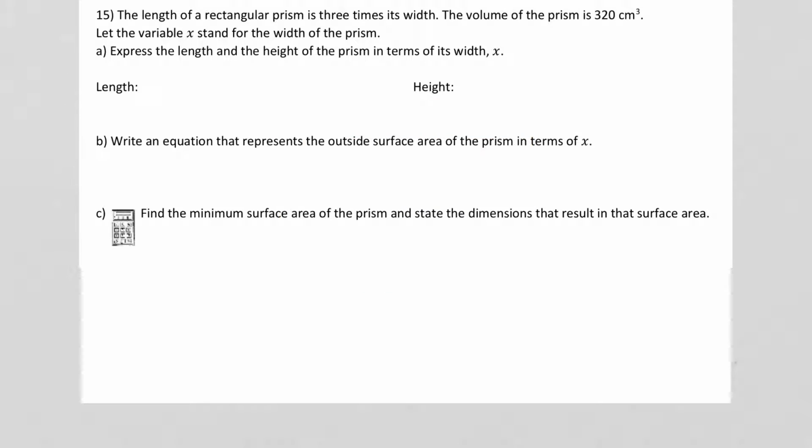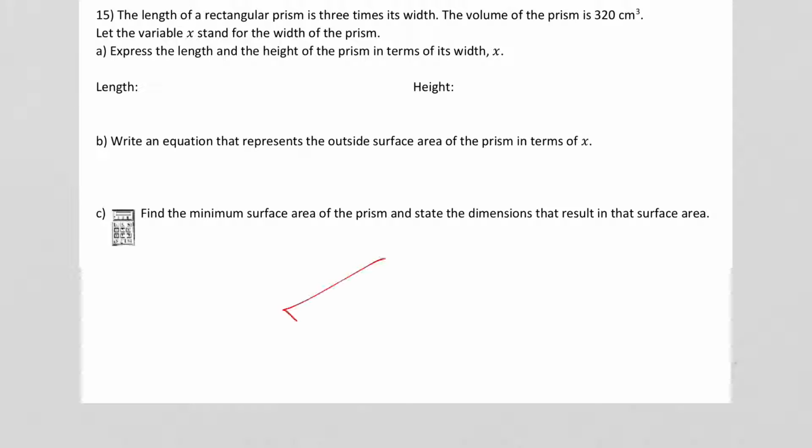Let's go ahead and finish this problem real quick, because I'm starting to go crazy. Two problems left. Let's see what we got. The length of a rectangular prism is 3 times its width. The volume of the prism is 320 centimeters cubed. Let the variable x stand for the width of the prism. Express the length and the height of the prism in terms of its width x.